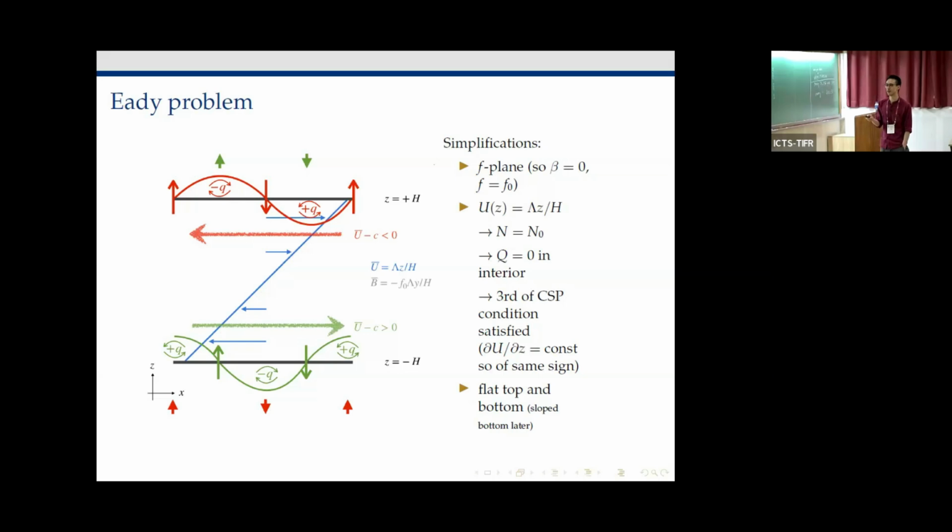So that's the third condition. I'm going to make the assumption of a rigid lid and flat top and bottom, so there's no sloping bottom for the moment. So what I'm going to have is some sort of thermal Rossby edge waves living on the top and the bottom, and these are going to interact.